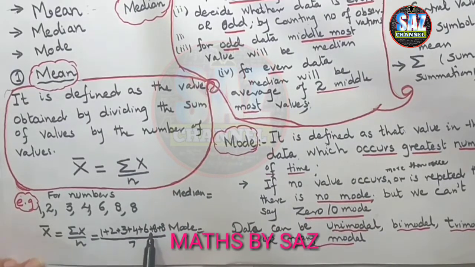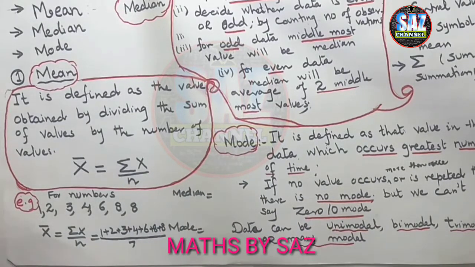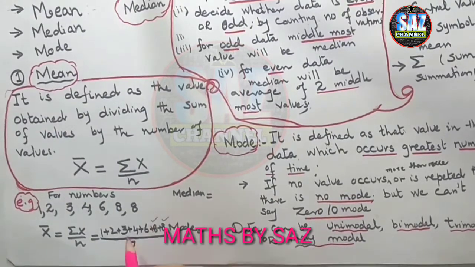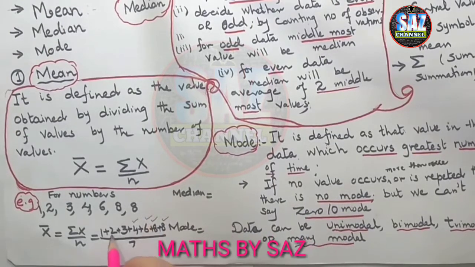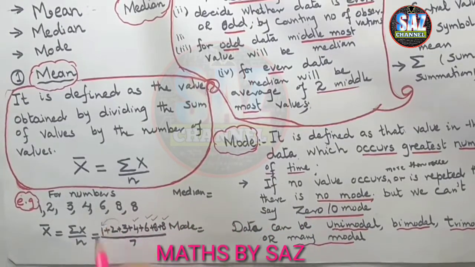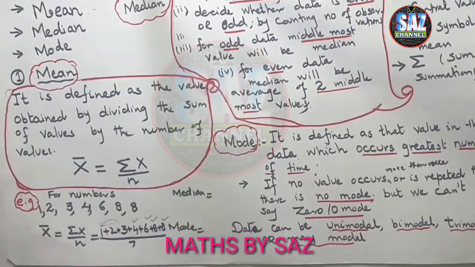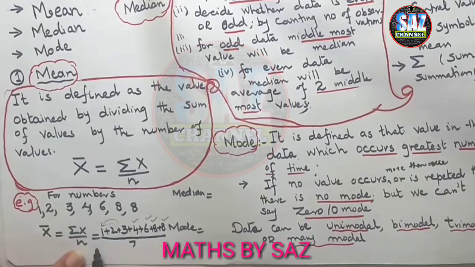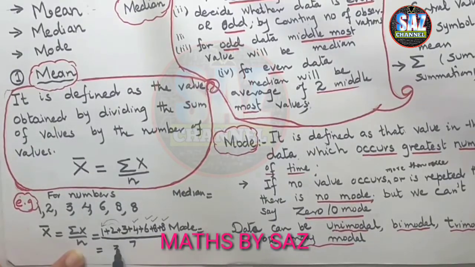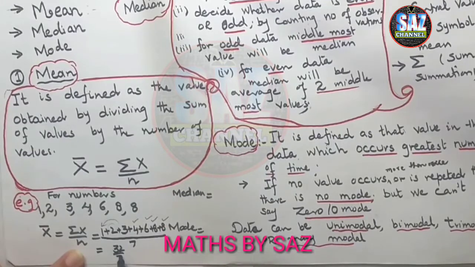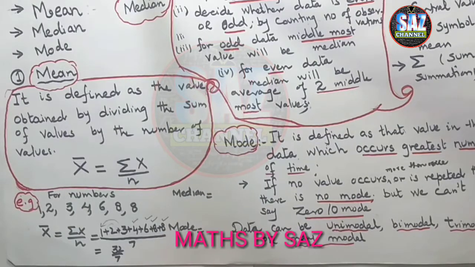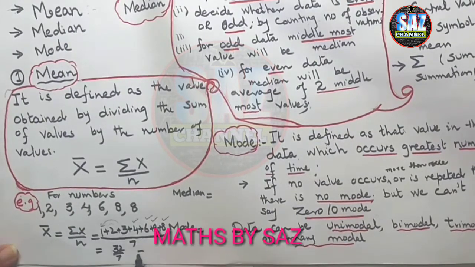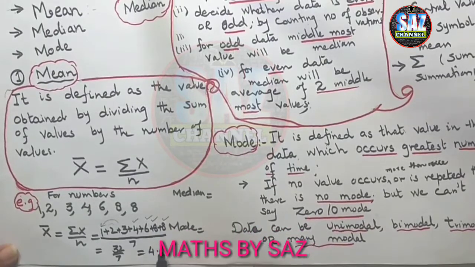8 and 8, 16. Try to make your calculation easier. 8 and 8, 16, plus 4, 20. 20 plus 6 is 26. 26 plus 4 is 30. And plus 2 is 32. Please try to learn mental calculations. 32 by 7. When I divide 32 by 7, what will be the answer? 32 divided by 7 is 4.57. It means my mean is 4.57.